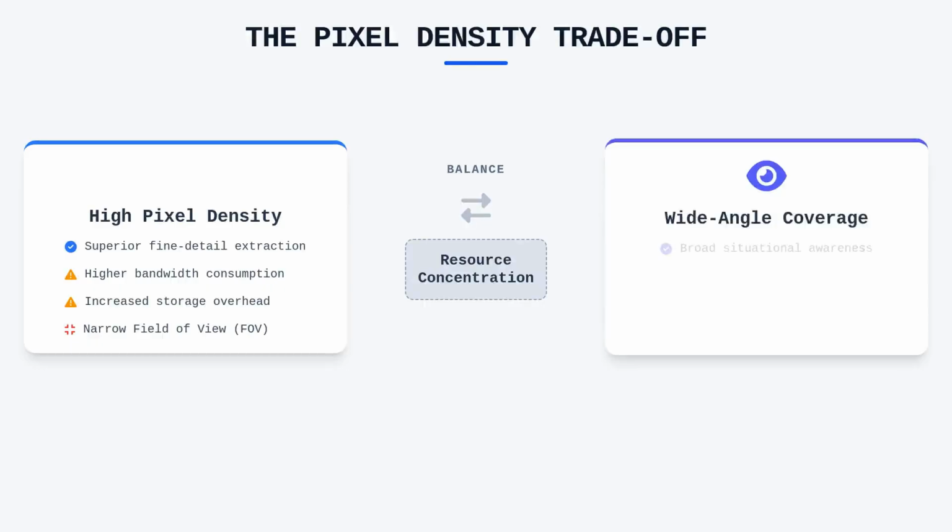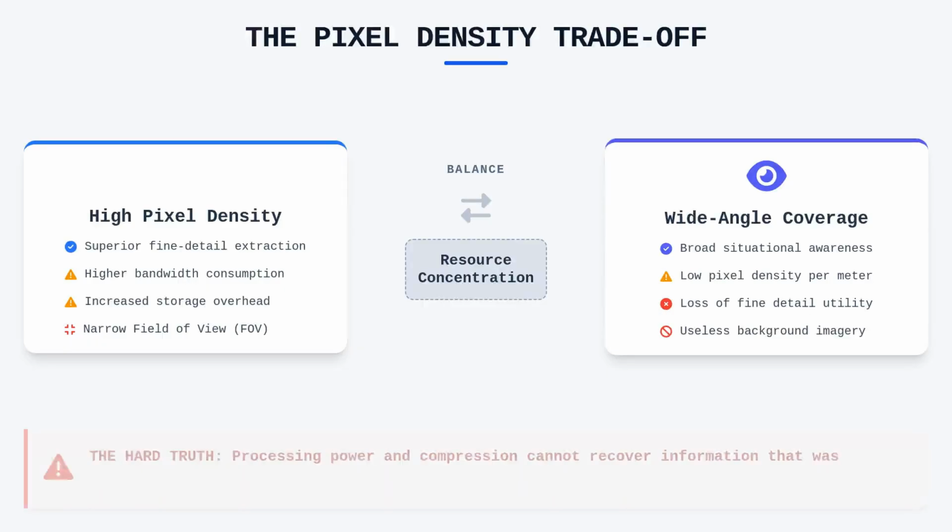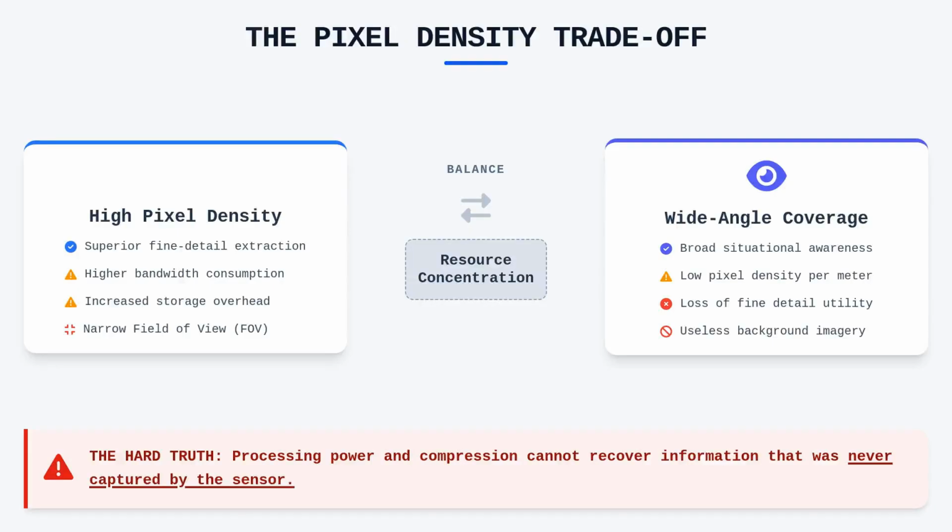Conversely, installing a wide-angle lens to cover a larger area drastically lowers the pixel density, rendering the background imagery practically useless for fine detail extraction. This creates a bottleneck because a system with insufficient pixels per meter will always suffer from poor image utility, regardless of the compression algorithm used later. You cannot retrieve information that was never captured by the sensor in the first place, regardless of how much processing power you throw at the resulting video files.